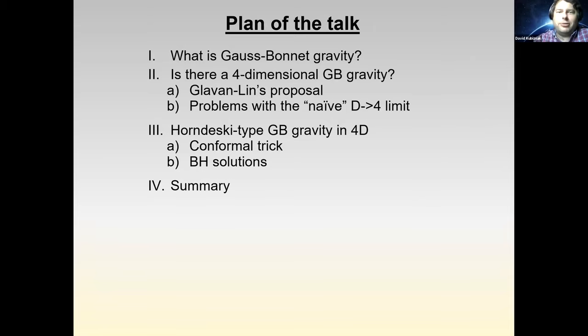So here's the plan of the talk. I will explain what Gauss-Bonnet gravity is. Then I'll explain the original proposal by Glavan and Lin, what they did. I will show that this proposal has a couple of problems, but then I will show you how to amend it and how you can get a consistent theory in four dimensions. But we shall see that the theory is a little bit more complicated than originally expected.